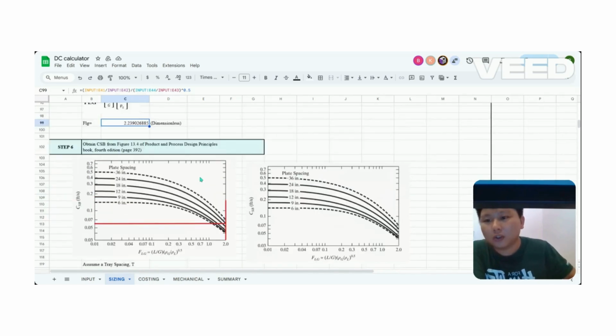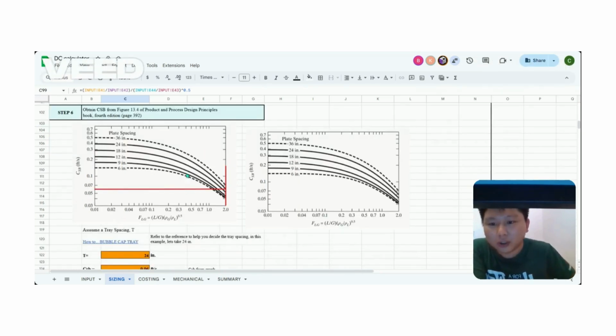Next, you need to obtain the CSB value from figure 13.4 of the Product and Process Design Principles book. So the CSB here has a unit of feet per second. So how do we manage to get the CSB? As you can see here in the diagram, we have the plate spacing, and we have the value of FLG. So by collecting these two values, we managed to determine the CSB based on the graph.